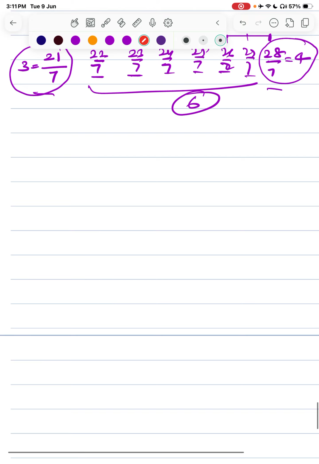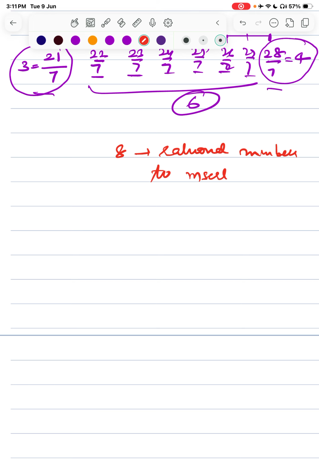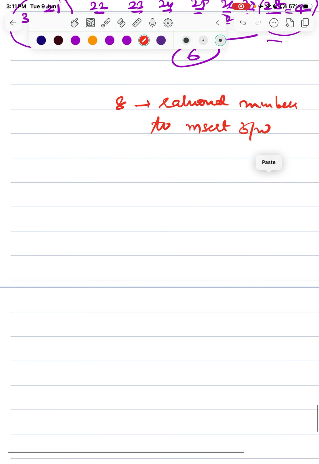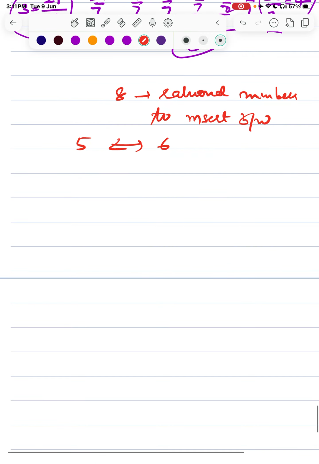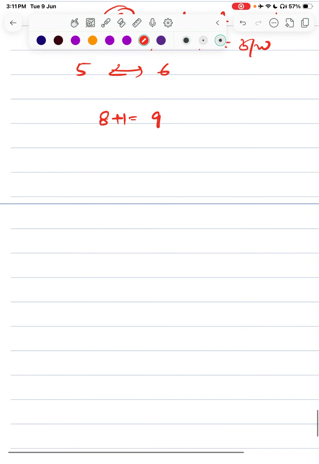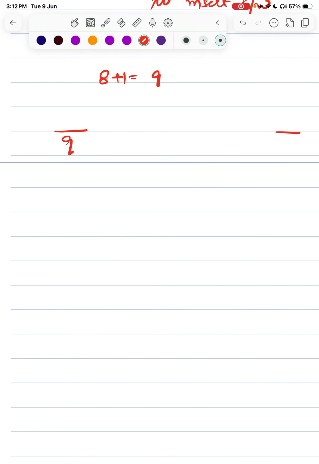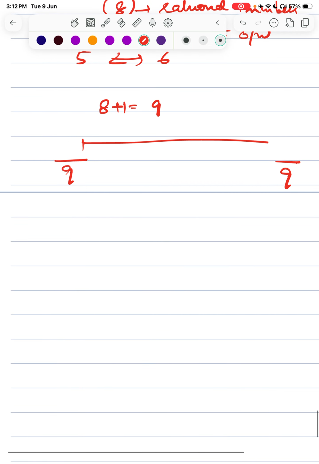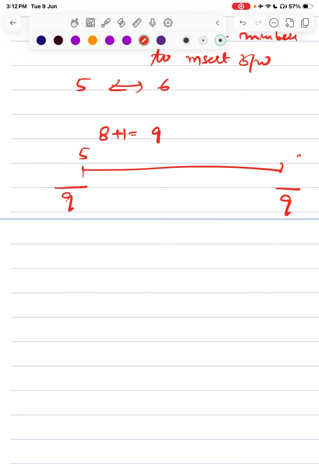And the key to remember is that suppose you are asked to insert 8 rational numbers between, say, 5 and 6. Then what you will do is just add 1 to 8, so it is 9. Now take the denominator as 9 on both sides. Again, here it is 5, here it is 6.